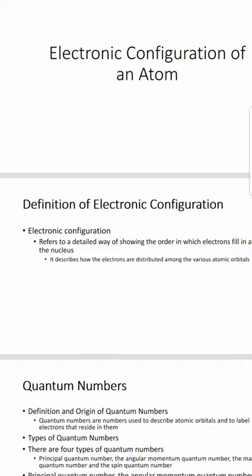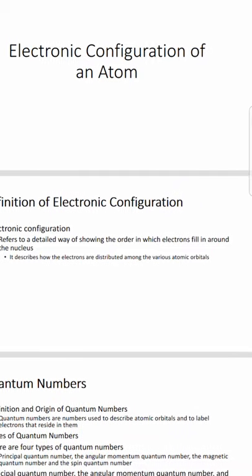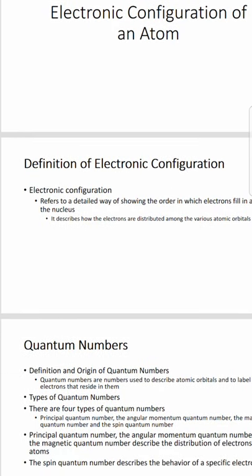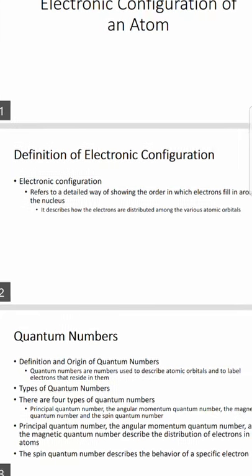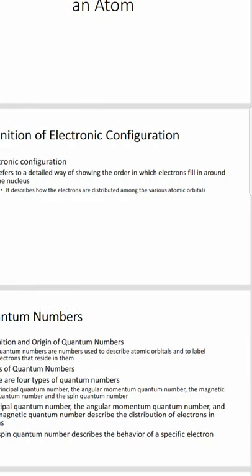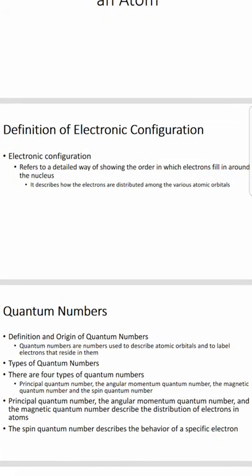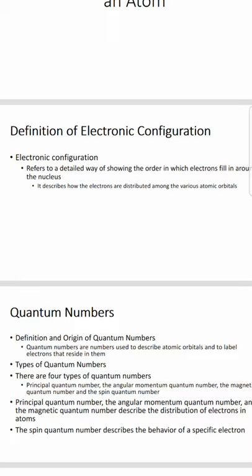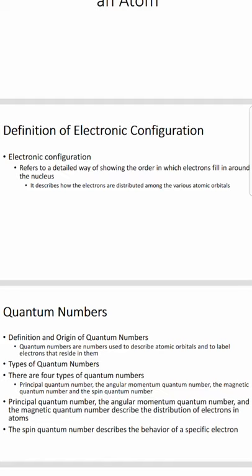So today we are going to look on the electronic configuration of an atom. By definition, electronic configuration refers to the detailed way of showing the order in which electrons fill in around the nucleus. Yani kikubwa hapa rafiki ni kuangalia namna gani electron ana behave, ana fill around the nucleus. Remember, if you have the atom, you will be having the nucleus, and you will be having the shell called the orbitals. Those orbitals ni the shell ambazo zimezunguka the nucleus.